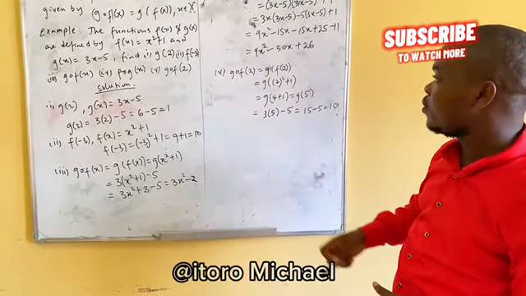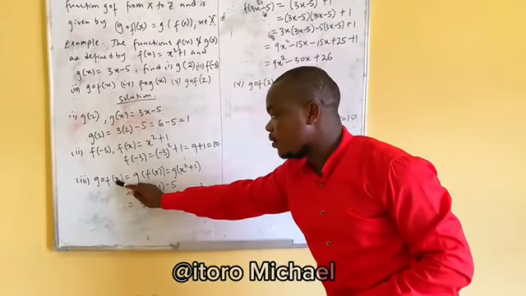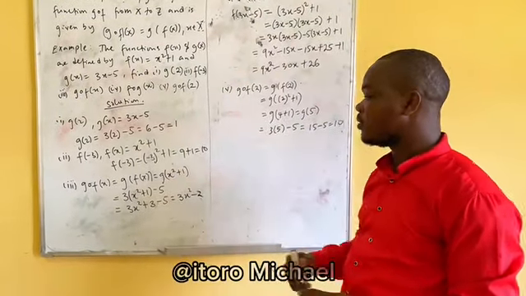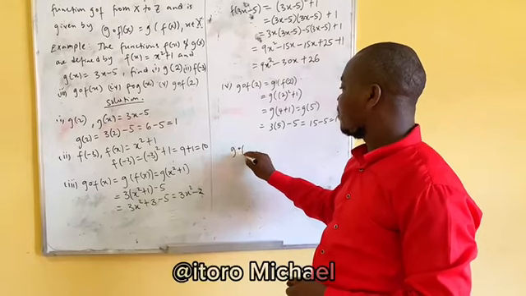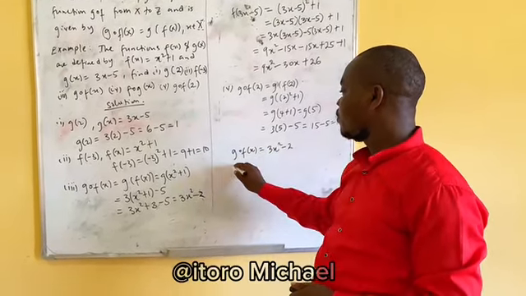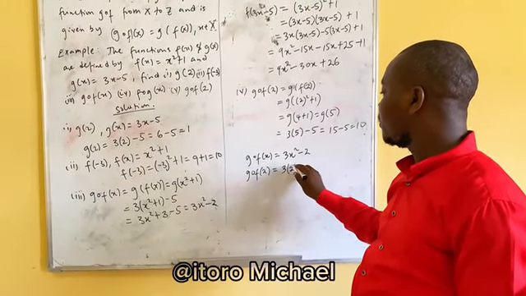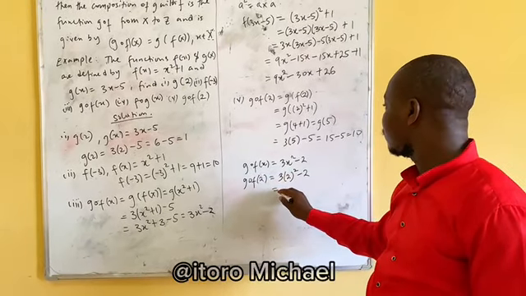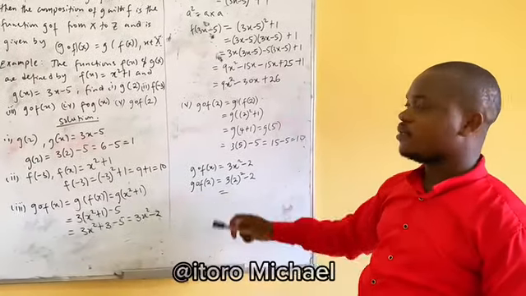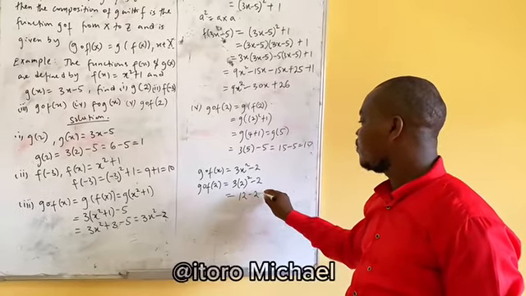Now, instead, if you don't want to go through this g o f of 2, you can directly go to g o f of x. g o f of x is defined as 3x squared minus 2. So we say g o f of 2 will be 3 into 2 raised to the power of 2, minus 2. Now 2 raised to the power of 2 is 4. 4 times 3 is 12, and 12 minus 2 gives us 10.